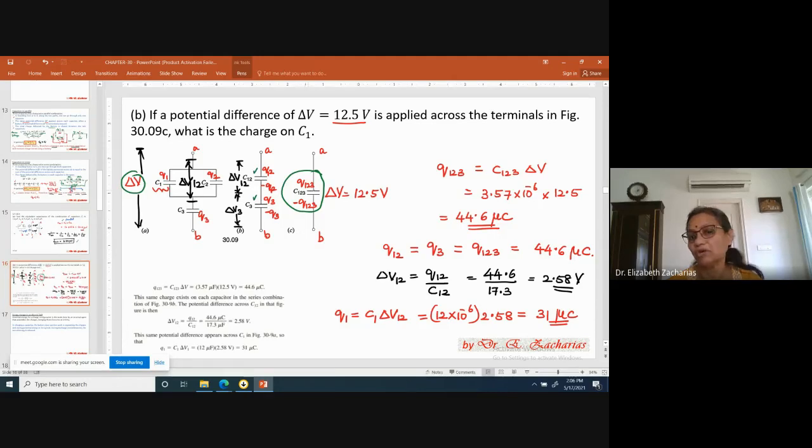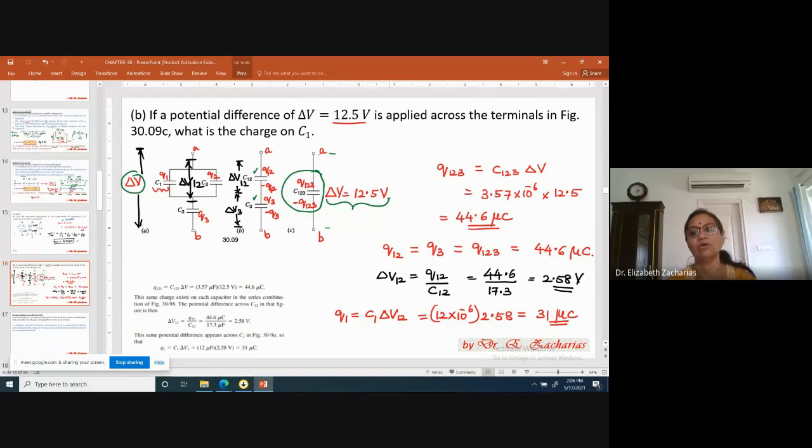I'm saying Q123 because it's a combination of 1, 2, and 3 and has a capacitance value C123. And what is the potential difference it is going to see? It is going to see the entire potential difference because it is behaving like one single capacitor. So that potential difference is 12.5 volts. This is clear? Yes, ma'am.